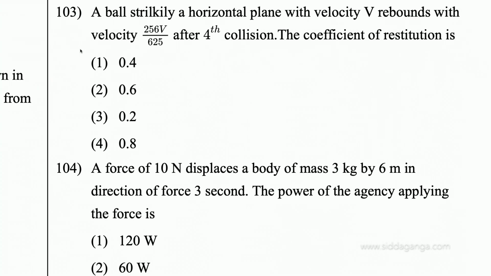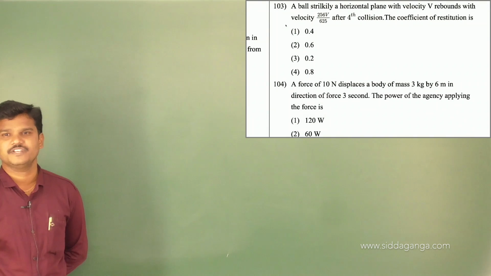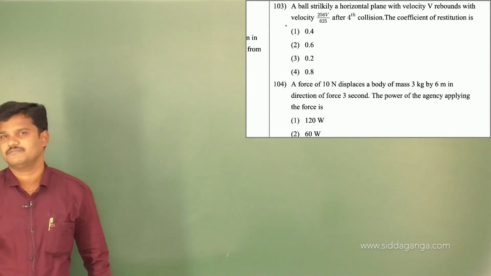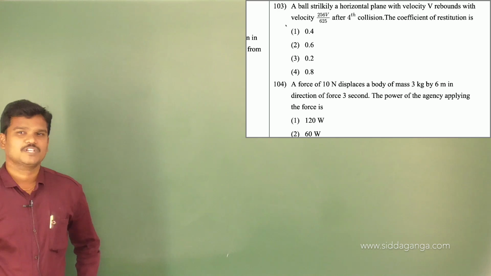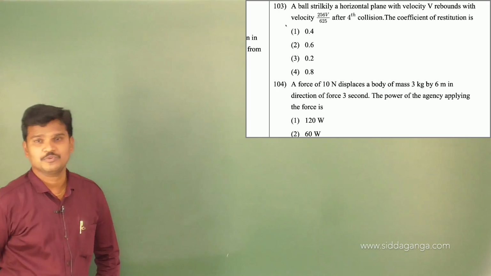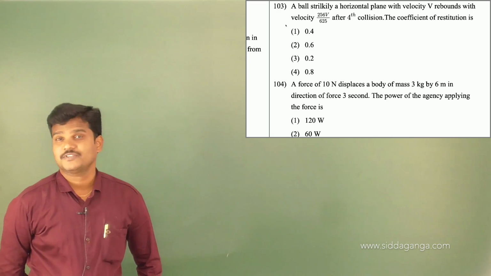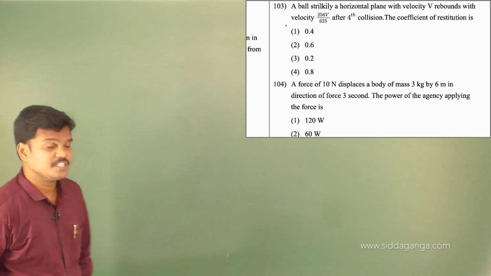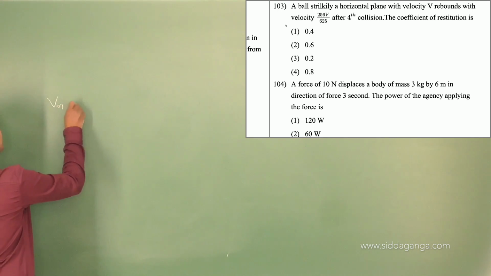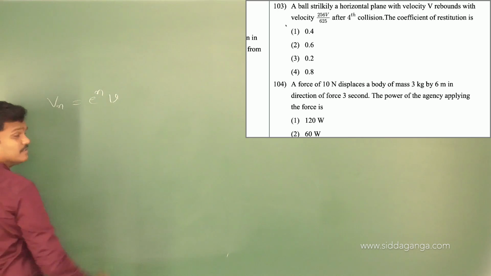A ball strikes a horizontal plane with a velocity v and rebounds with a velocity 256 by 625 v after the fourth collision. The coefficient of restitution is? See, actually what they have given is, a ball strikes the horizontal floor with a velocity v and rebounds with some other velocity after the fourth collision. Then what is the coefficient of restitution? I hope you remember the formula. What is the formula for velocity after nth rebound? Velocity after nth rebound is e power n into v.